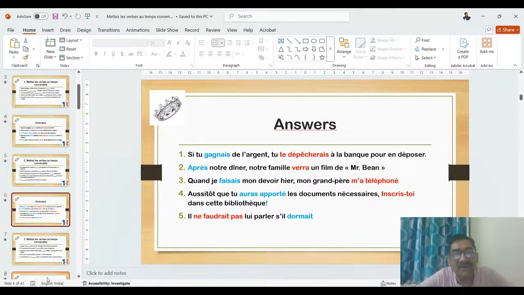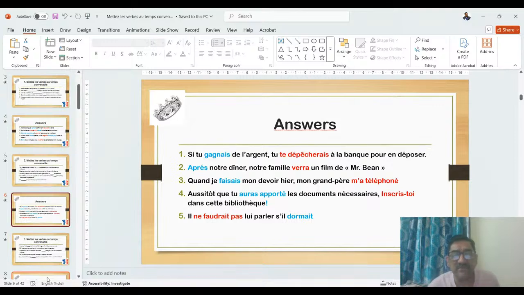Okay. So again, I have color coded it. And I will be sharing this file with you in your GCR. So, si tu gagnais de l'argent, tu te dépêcherais à la banque pour en déposer. Or, après notre dîner, notre famille verra un film de Monsieur Bill.